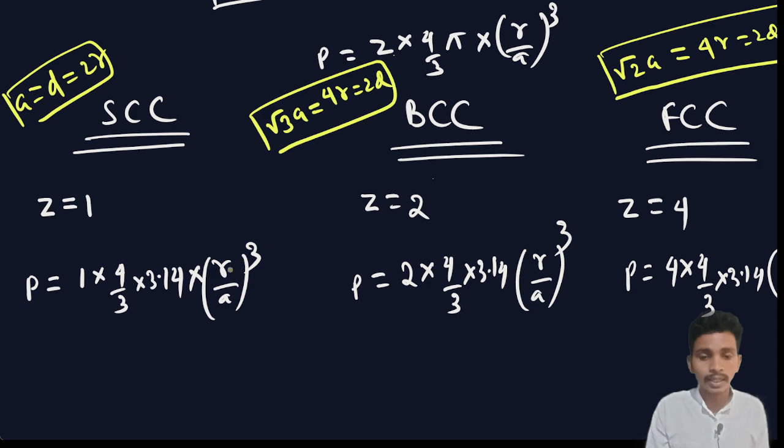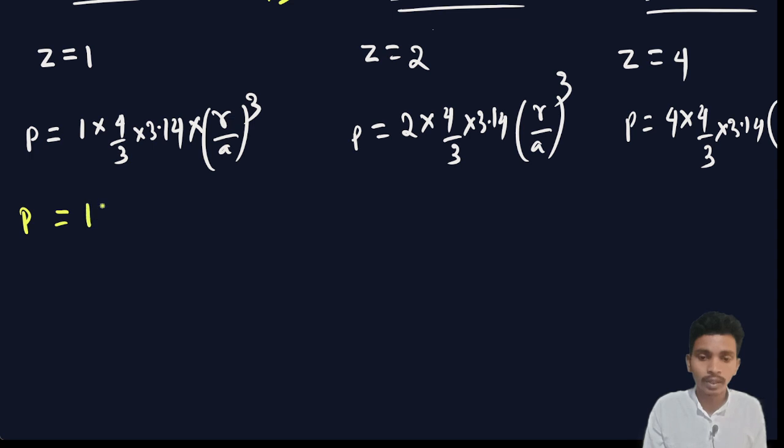So now it is asking for the relationship between R and A. From here, A equal to 2R, so R upon A is going to be 1 upon 2, because we are taking this to this side, and that is going to be 1 upon 2.